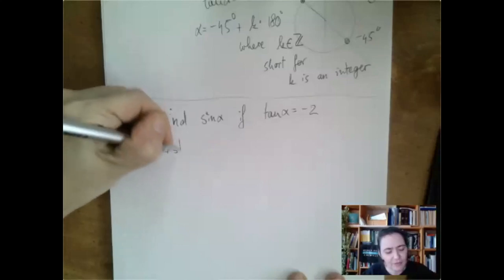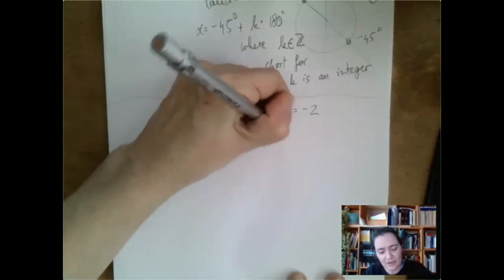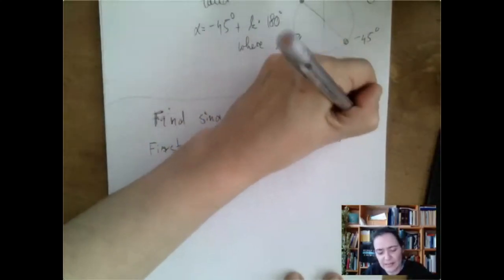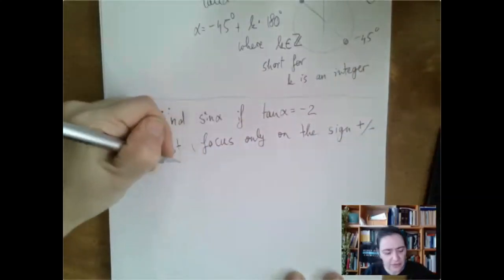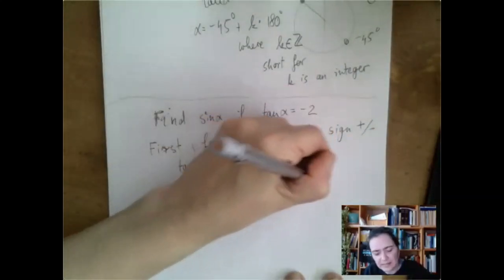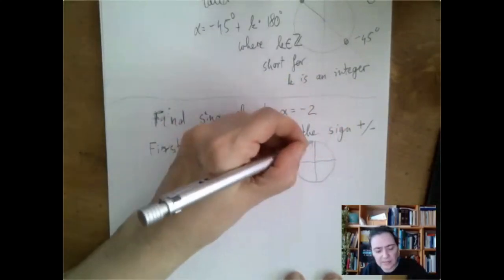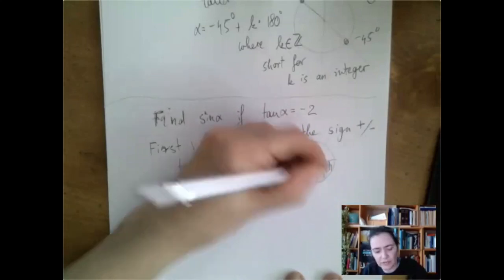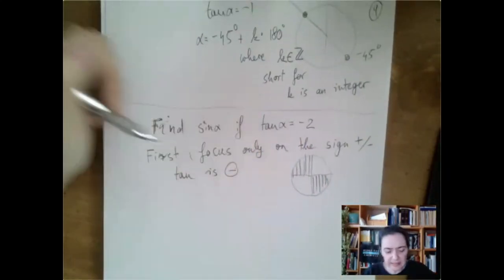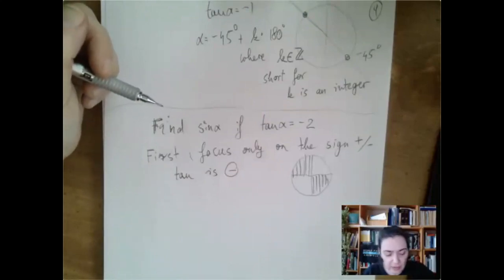First, focus only on the sign. And by sign, I mean the one with the plus-minus. If tangent is negative, that places our angle into, you can think of the line slope, the second and the fourth quadrant, right? Where it's equally possible to have the same congruent triangle upward or downward.